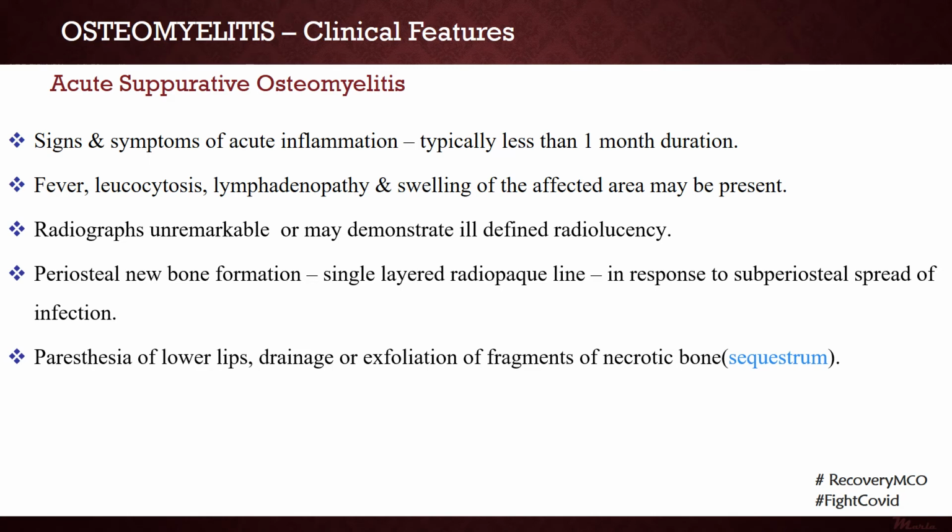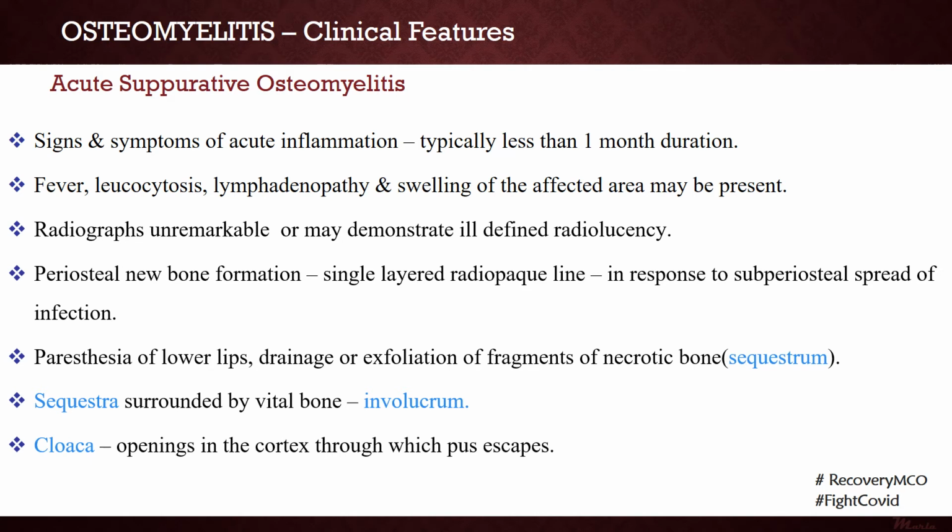When the infection involves the nerve, this may result in paresthesia of the lower lip. Drainage or exfoliation of fragments of necrotic bone can also be seen through the sinus tracts. This necrotic bone, that is sequestra, may sometimes be surrounded by a vital bone formation, which is referred to as involucrum. The opening through which the pus escapes is referred to as cloaca.